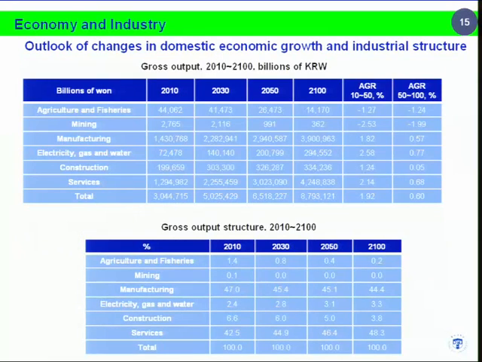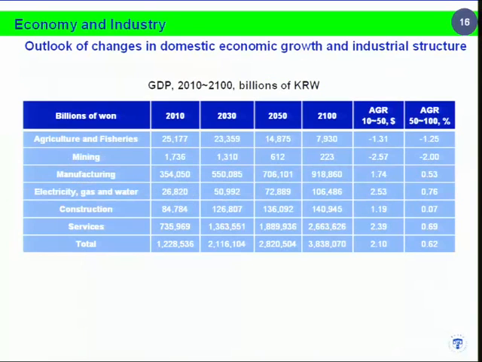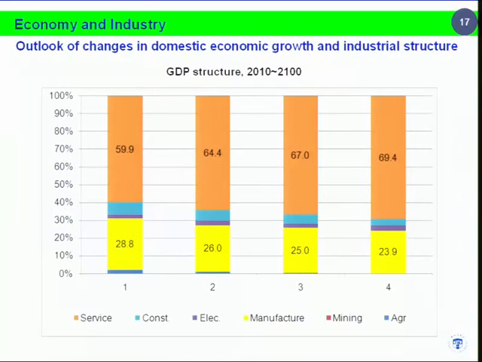Anyway, if you look at this, agriculture and fisheries currently is not a big share in the Korean economy, and in the future it's getting smaller and smaller. Mining is negative, of course. And manufacturing is still growing, but at a lower rate. And then service is growing much faster than any other sector in the Korean economy. That's why, if you look at this, currently, number 1 is 2010, 2 is 2030, 3 is 2050, and 4 is 2100.